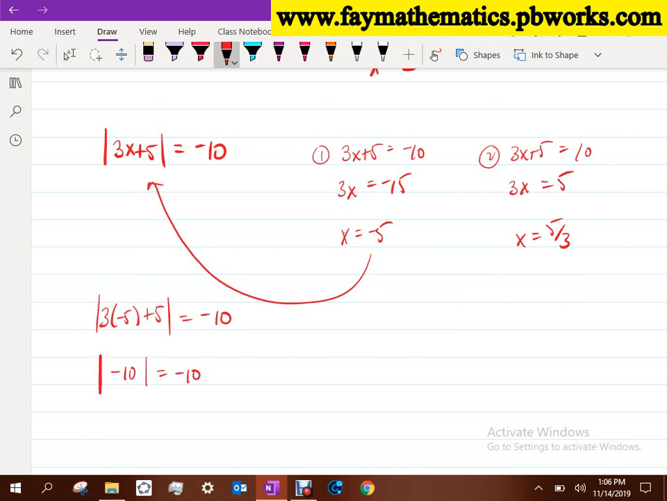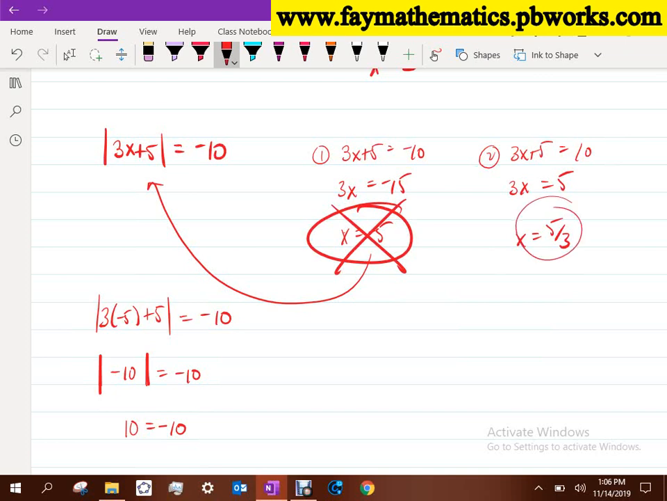Now, here's the question. There were absolute value bars here, right? What do absolute value bars do to a number? Make it positive. So does 10 equal negative 10? Is that a true statement then? No, that's a false statement, right? So that was not an answer. Does that make sense? Is everybody paying attention? That is not an answer.